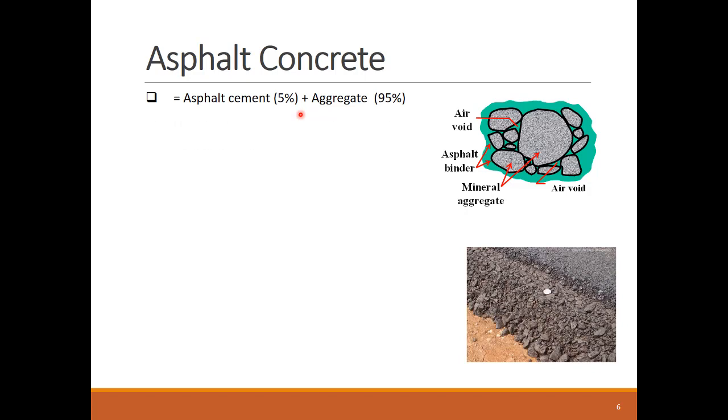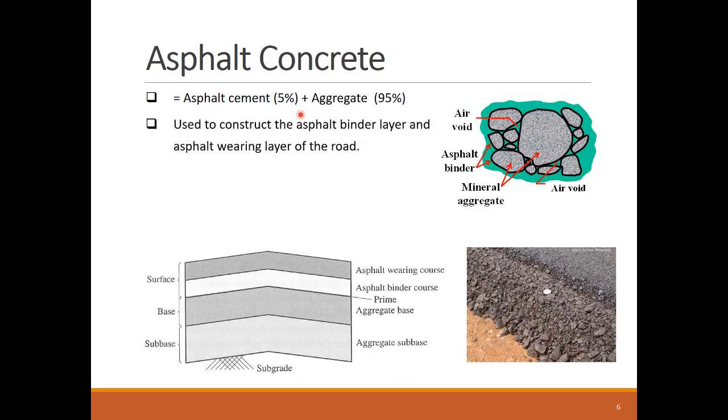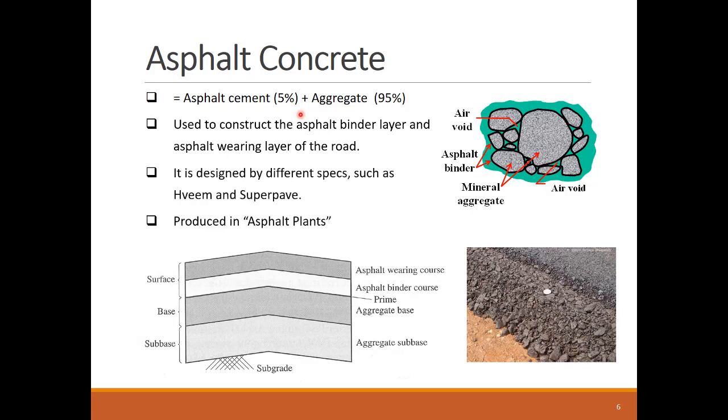The mix of the asphalt concrete is designed using different standard specifications like Marshall and Superpave, and the mix is produced in asphalt plants similar to the ready-mix concrete plants. The asphalt concrete is used to construct the asphalt surface courses in the pavements, namely the wearing course and the binder course. This photo here shows the different look of the binder and wearing courses, and you can see the aggregate size difference between them.